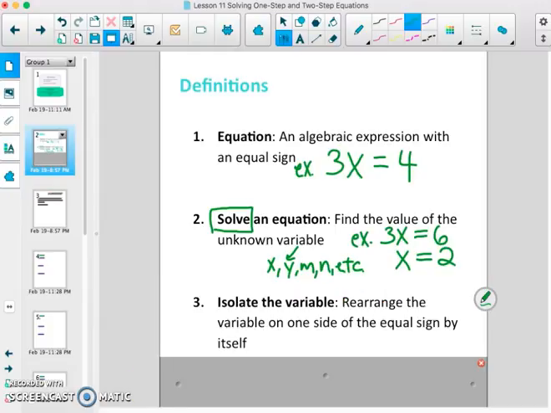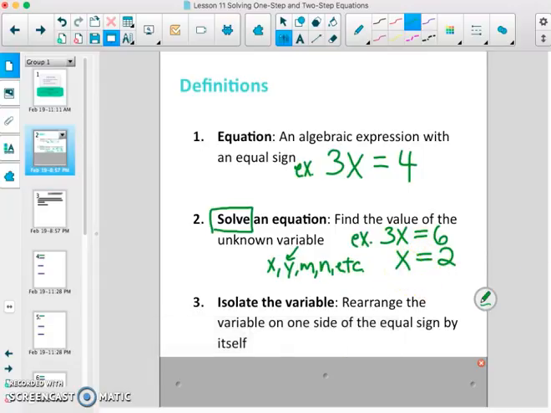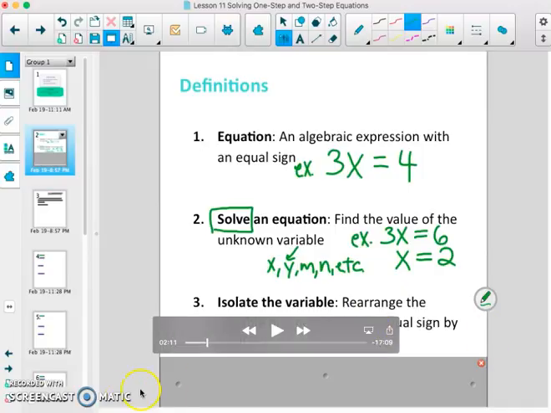The last definition we're going to talk about is isolating a variable. This is when we rearrange the equation so the variable is on one side by itself. Essentially what we're trying to do is get the variable alone. See how that x equals 2 here is just a variable equals a number. That's our goal. We just want to have it equal to something plain and simple. Okay.